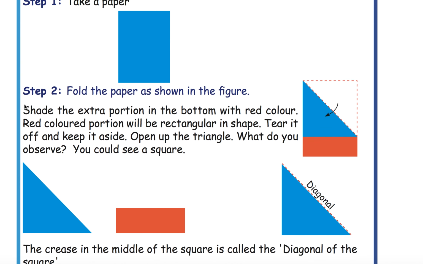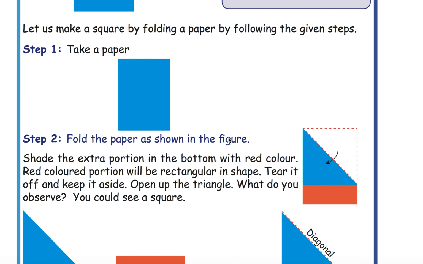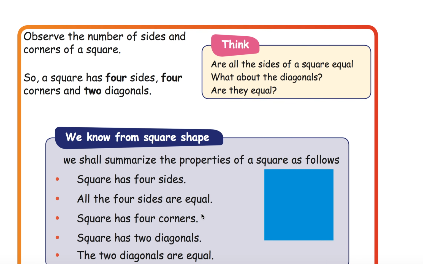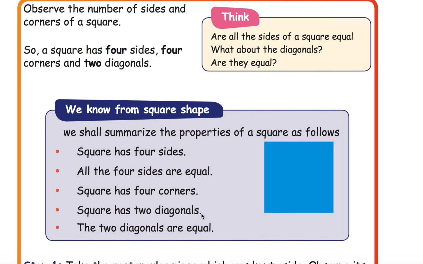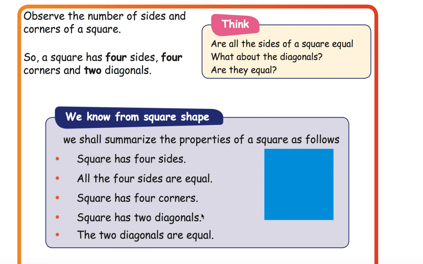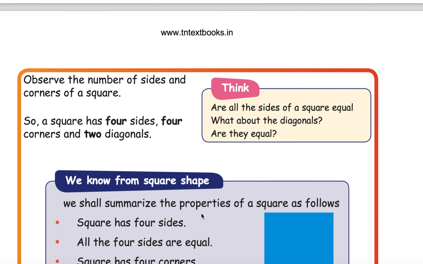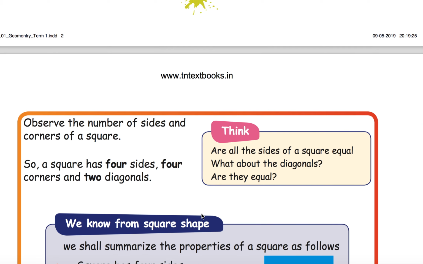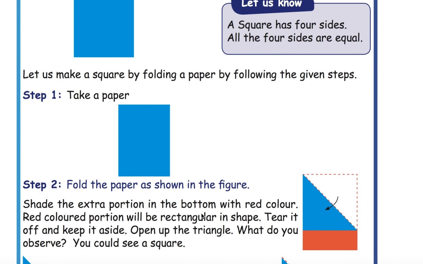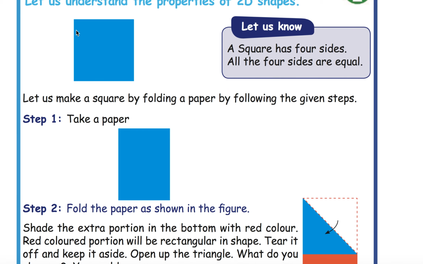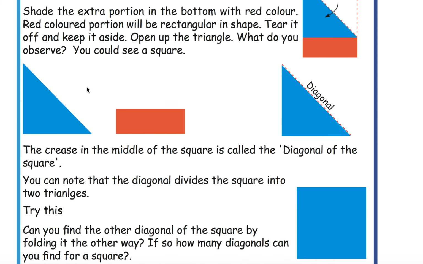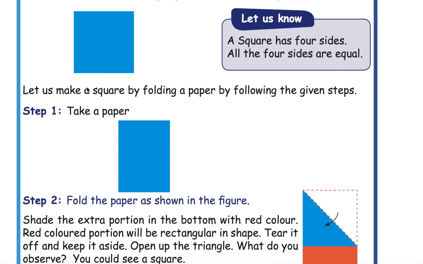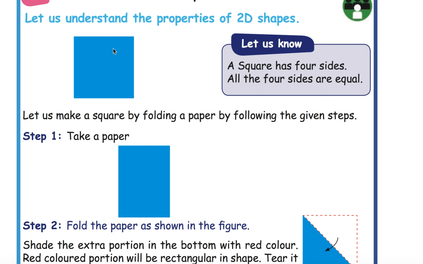For now, if you have a piece of paper, it's better to practice in this way. See what types of shapes you are getting. How many sides and how many corners does a square have? Square has 4 sides clearly, 1 2 3 4. Corners also 4, 1 2 3 4. How many diagonals does it have? It has 2 diagonals. One is this, other is this.